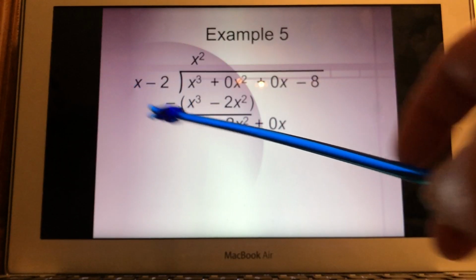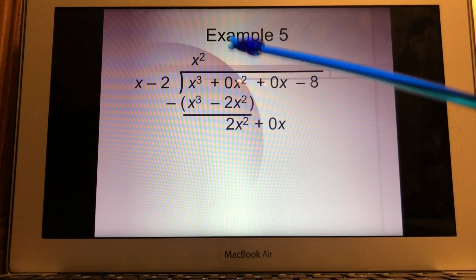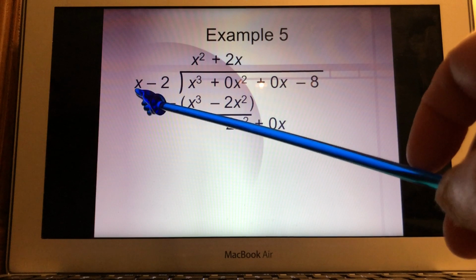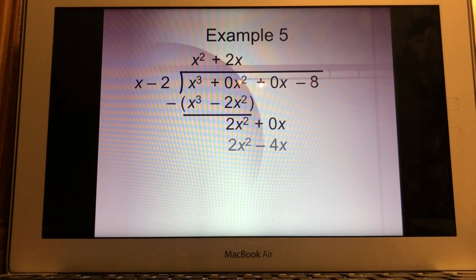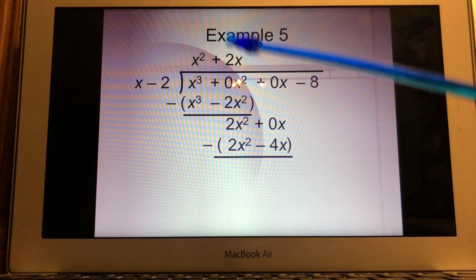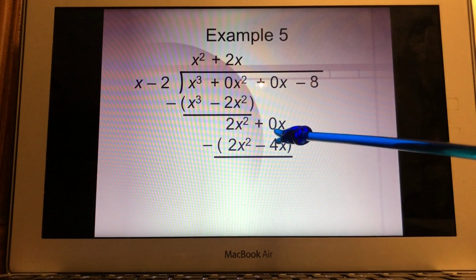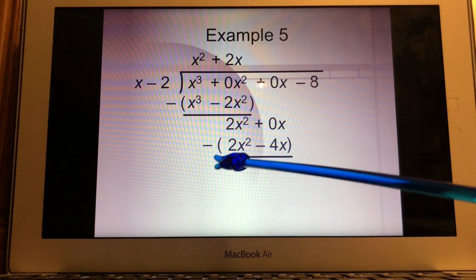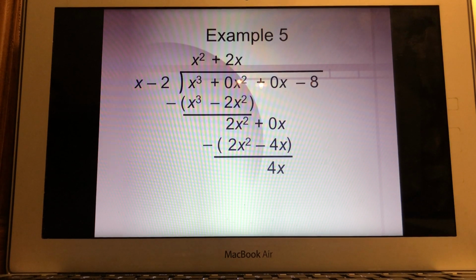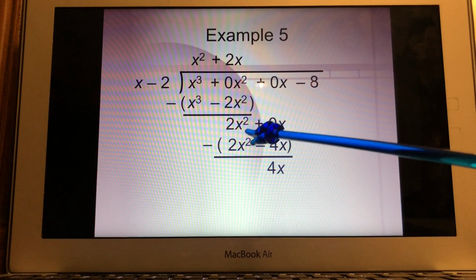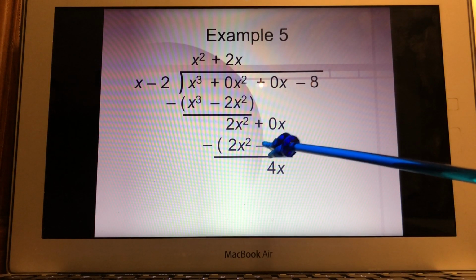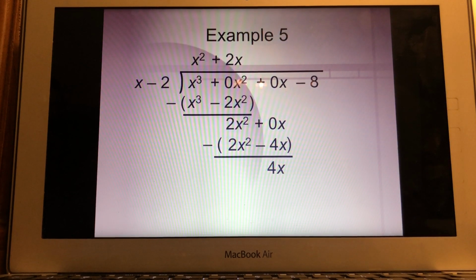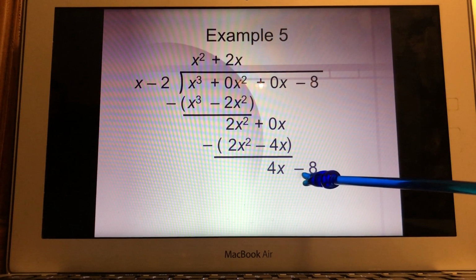And then what times x is going to give me x squared over here? Yes, it's going to be 2x. 2x times x gives me 2x squared. And then 2x times negative 2 is going to be negative 4x. And I'm going to subtract that, right? So 2x squared minus 2x squared gives me 0. 0x minus negative 4x gives me 4x. And then I bring the negative 8 down, or minus 8.